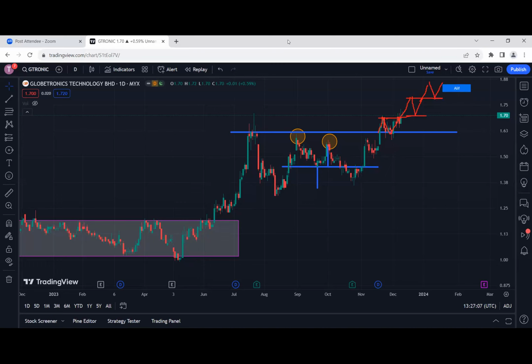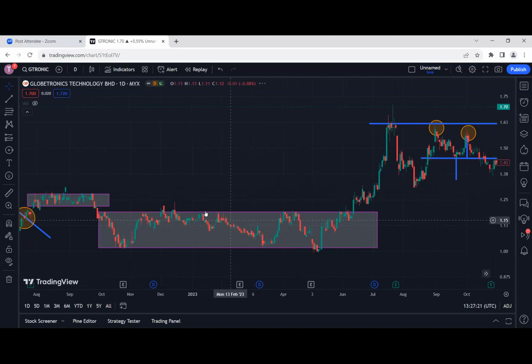That is structure. That's why market structure is important. It is an uptrend structure. Okay, and then this one is a rectangle.